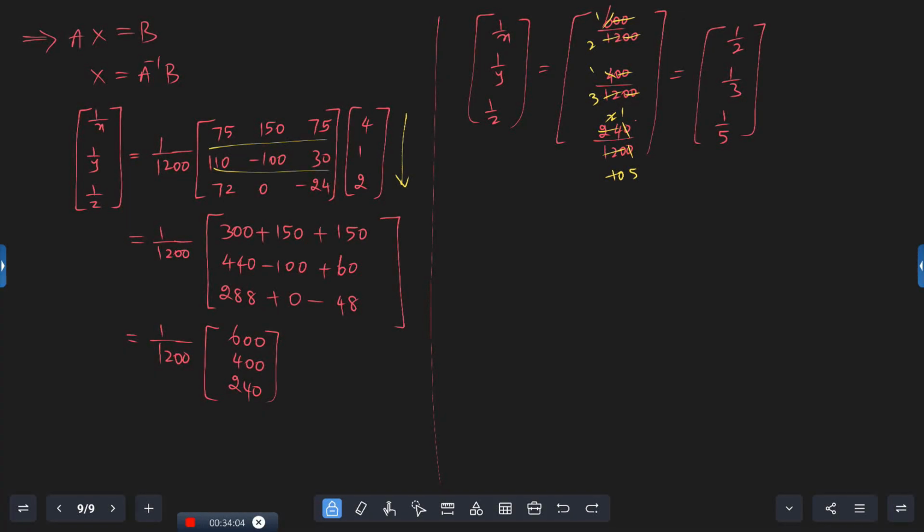This is all actually what? 1 by x value. So when you equate 1 by x equal to 1 by 2, 1 by y equal to 1 by 3, and 1 by z is equal to 1 by 5. When you take the reciprocal on both sides, so what am I getting? x is equal to 2 and y is equal to 3, z is equal to 5. So this is my answer.